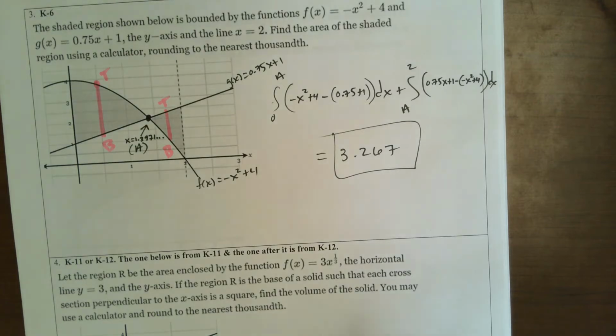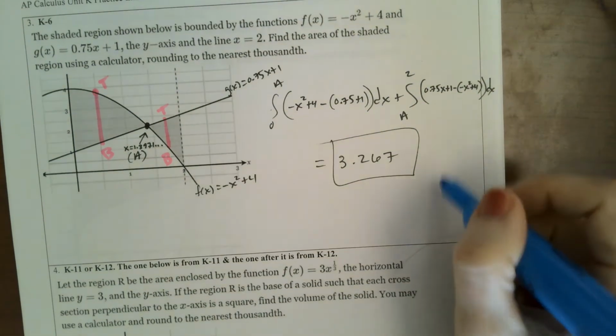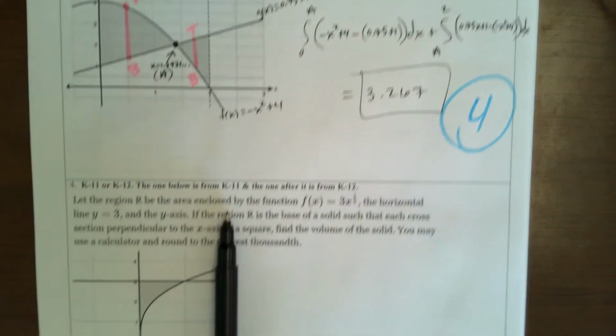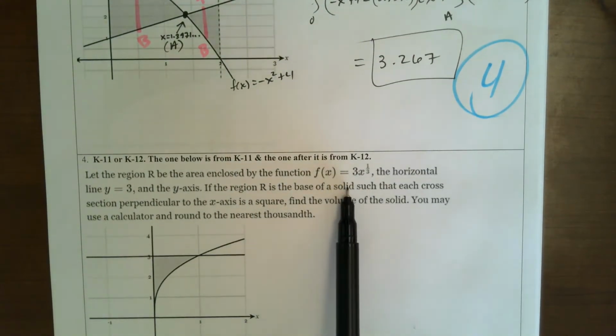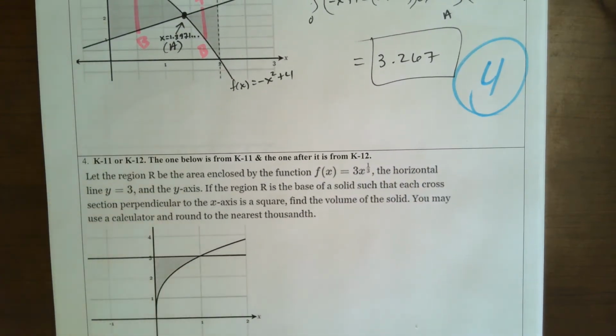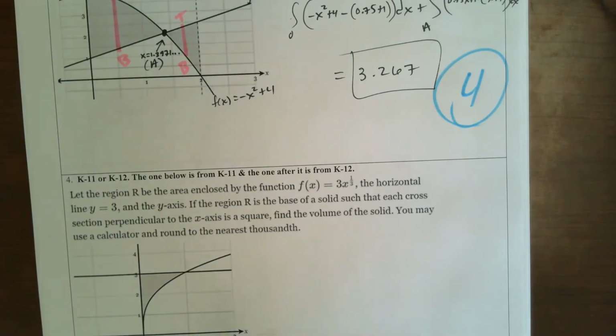Okay, now this next one. All right, so that was worth 4 points. That was another 4-pointer. The next one is also a 4-pointer. Let the region R be the area enclosed by the function f, the horizontal line y equals 3, and the y-axis. If the region R is the base of a solid such that each cross-section perpendicular to the x-axis is a square, find the volume of the solid. You may use a calculator and round to the nearest thousandth.